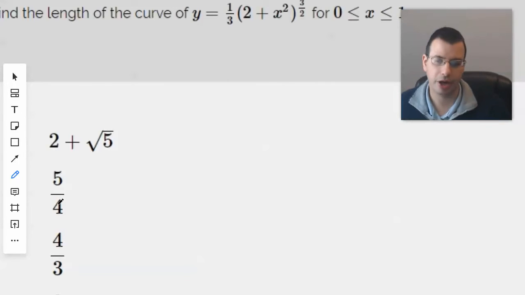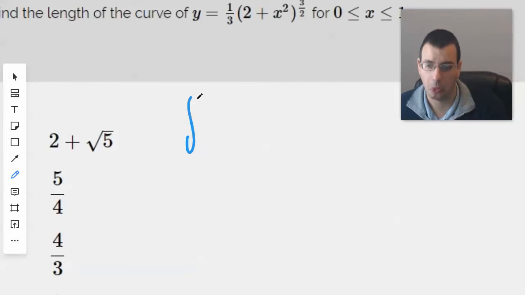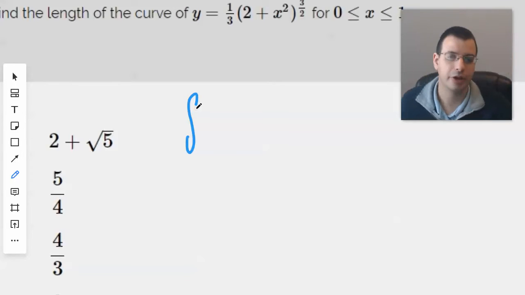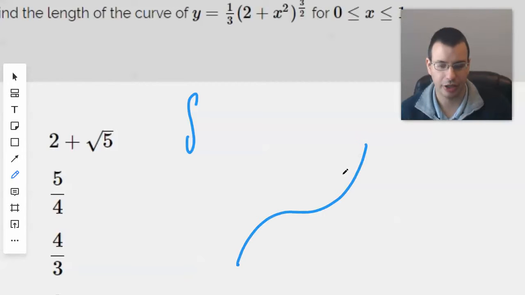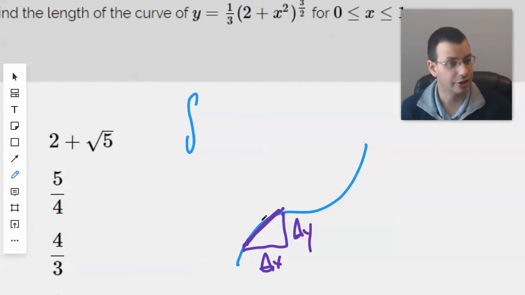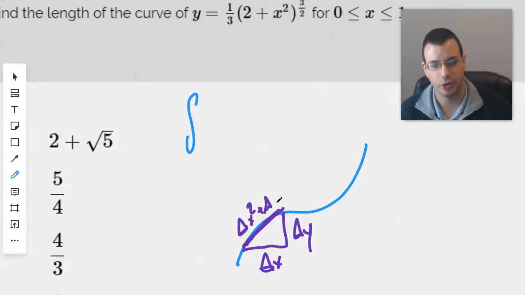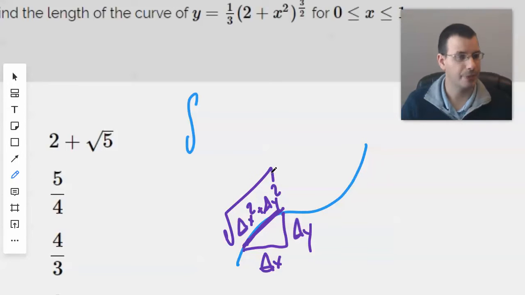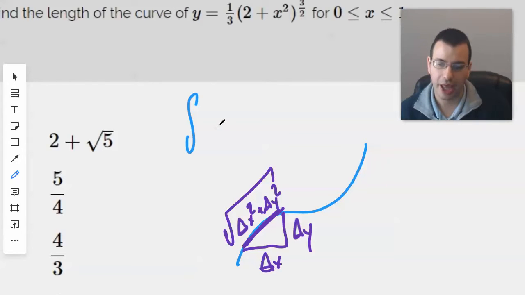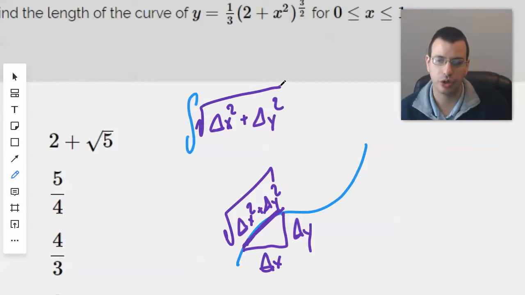So this is more mnemonic than actual proof. But the idea for the arc length is you have a length like this. You have a triangle like so. This will be your dx. This will be your dy. And this will be the length of your arc as an approximation. And this length here will be delta x squared plus delta y squared, square rooted. Pythagorean theorem.